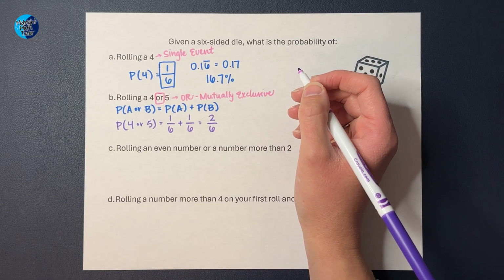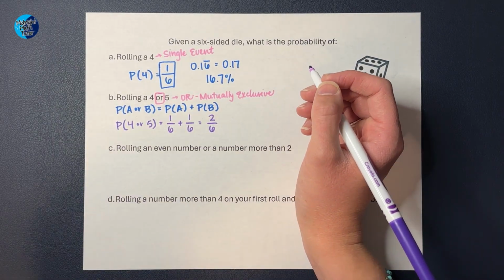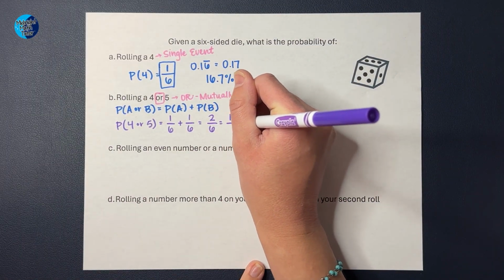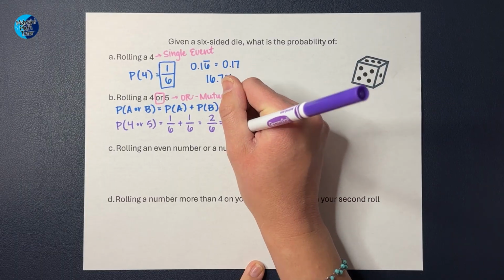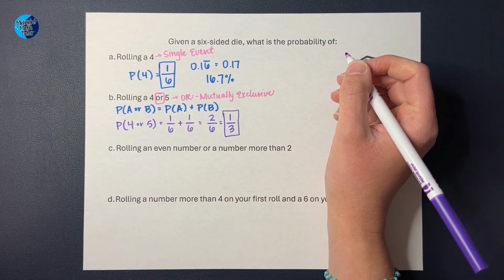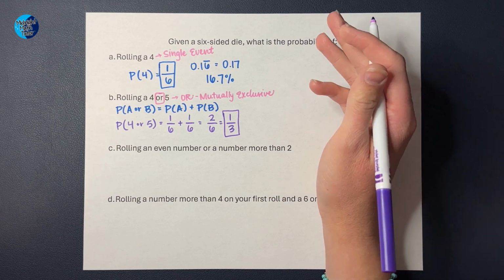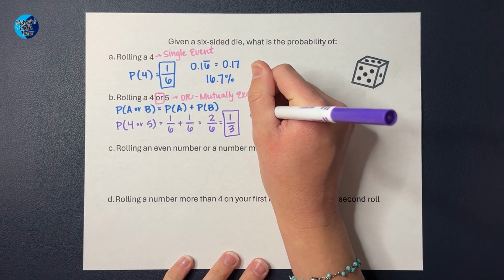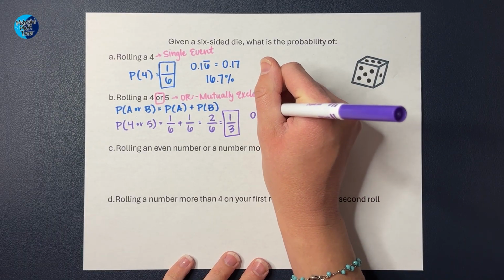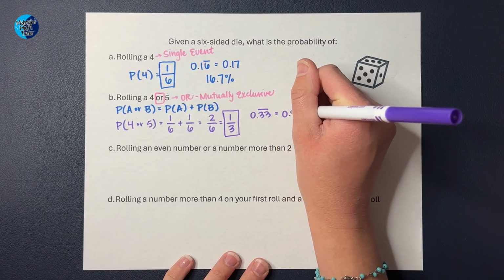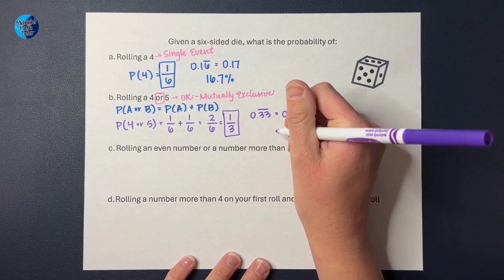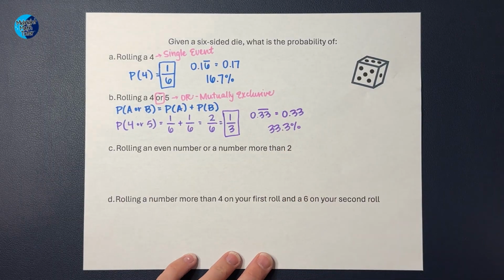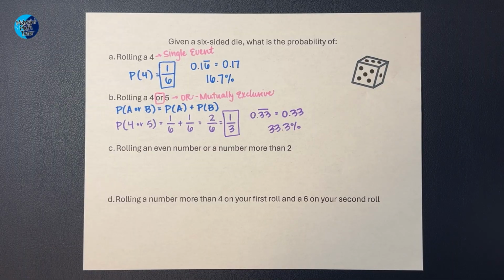Sixths is really hard to say, guys. Feel free to try and say it right now. 6ths. All right. That can simplify down to 1 over 3, 1/3, which is much easier to say. All right, that is simplified. So the probability of rolling a 4 or a 5 is 1/3. As a decimal, it is 0.33 repeating, so we could round that to 0.33. As a percent, that would be approximately 33.3%.